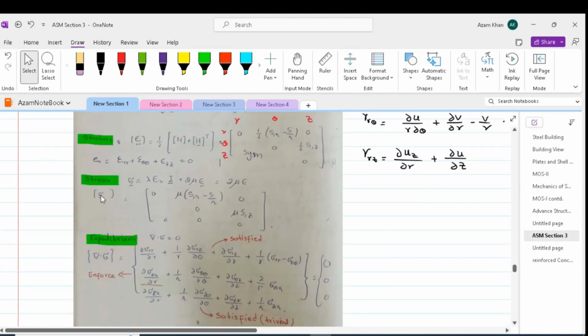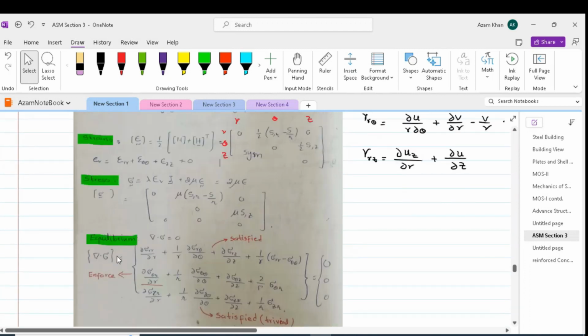Thus, our stress tensor will come out to be 0. Thus, the components of stress tensor are shown over here. In this equation, epsilon v is the volumetric strain, I is the identity matrix, 2 mu is the constant, and epsilon is the strain tensor, which is shown over here. Plugging the values, we will get the tensor in the form shown.